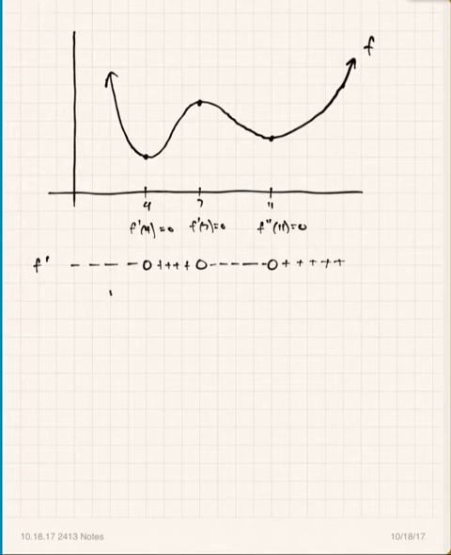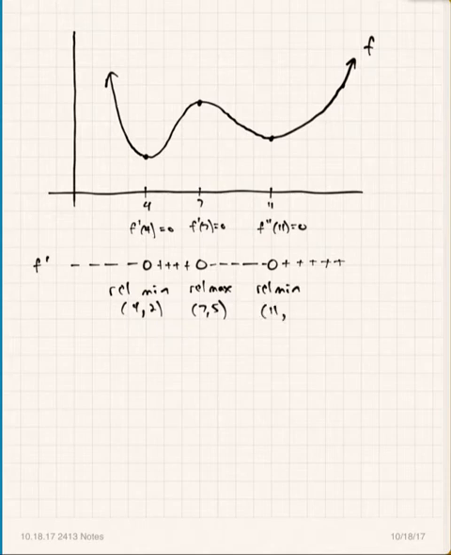And so we get these sign changes in the derivative, and so what do we get? We know we have a relative min at 4, 2. We can read the points off the graph the way I sketched it. Then we have a relative maximum. The derivative goes from positive to negative. We have a relative maximum at 7, 5. And then we have another relative minimum. The derivative goes from negative to positive, and this is going to be at the point 11, 3. We have a relative minimum at 11, 3.